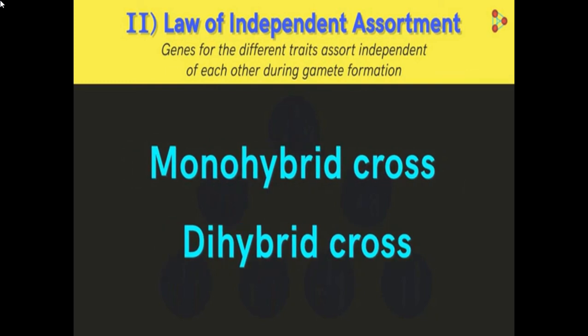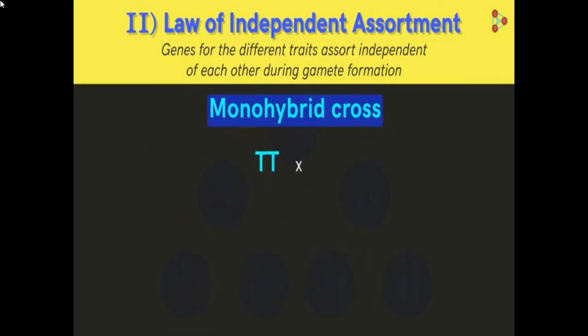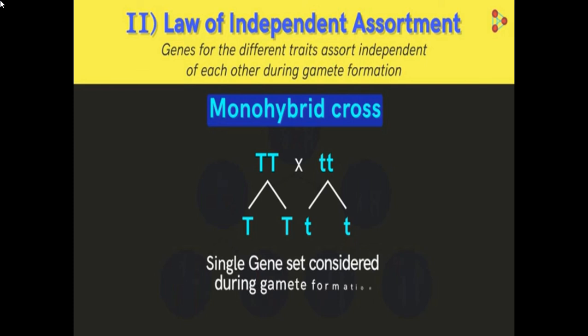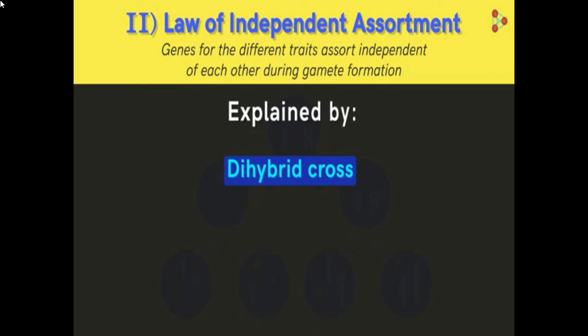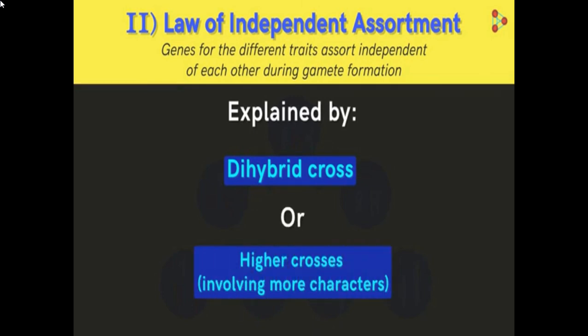Let me help you with this. If it's a monohybrid cross, then there will be no independent assortment of the different alleles. And why is that so? That's because we are considering only one character at a time. So we will be dealing with a single gene set. And thus, this law is best understood when there are more than one character studied at a time. This is nothing but the dihybrid cross or higher crosses which involve more characters.